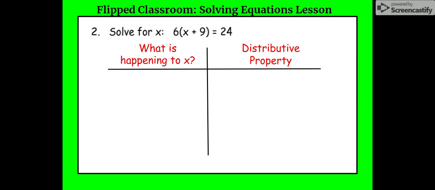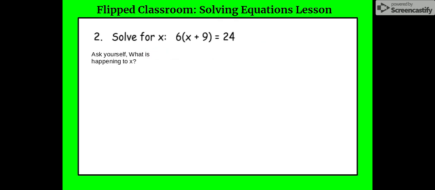Now that you have it teed off, just like it is on your paper, we're going to start solving under what is happening to x. You're going to ask yourself what's happening to x. X is being multiplied by 6 and added by 9. The next thing we always do is reverse the order and the operations. So the first thing you're going to do is divide by 6 on both sides, and then subtract by 9, because that's the opposite of addition.